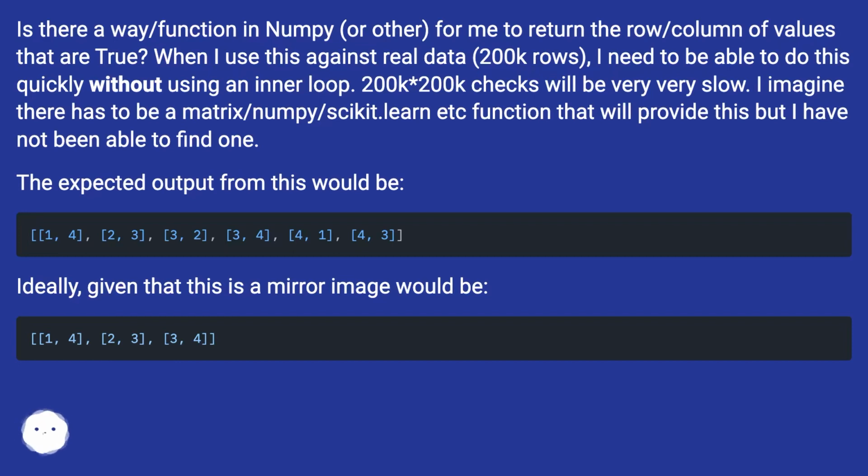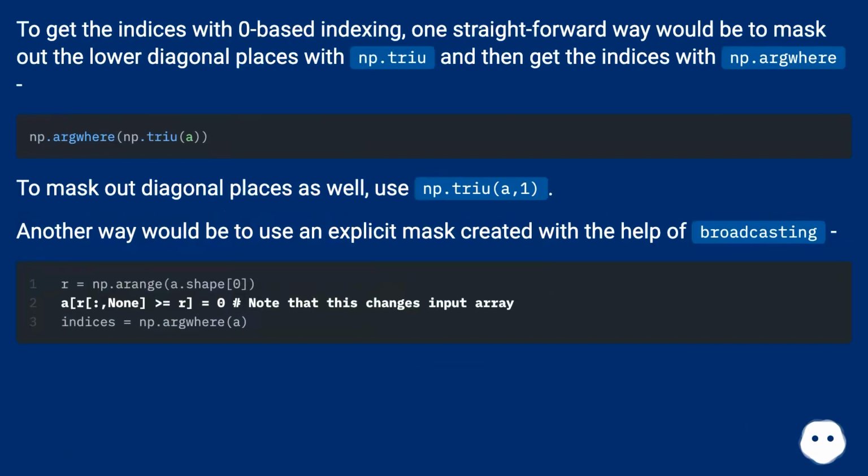I imagine there has to be a matrix, NumPy, scikit-learn, etc. function that will provide this, but I have not been able to find one. The expected output from this, ideally, given that this is a mirror image, would be to get the indices with zero-based indexing.